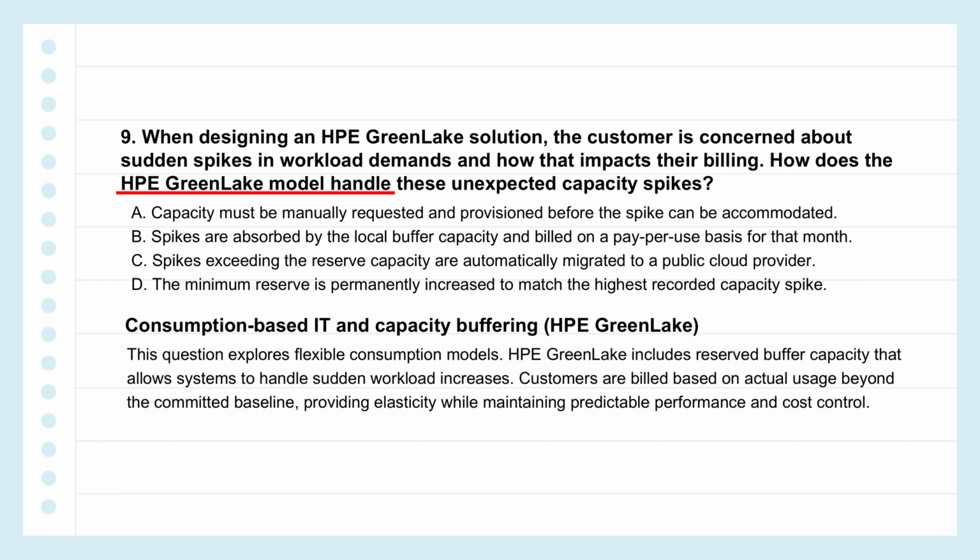Option C, spikes exceeding the reserve capacity are automatically migrated to a public cloud provider. And option D, the minimum reserve is permanently increased to match the highest recorded capacity spike.